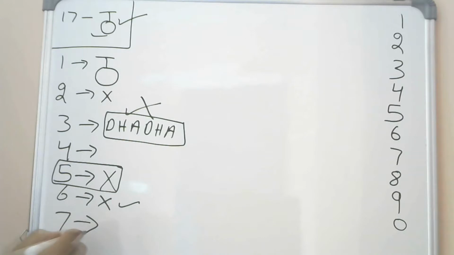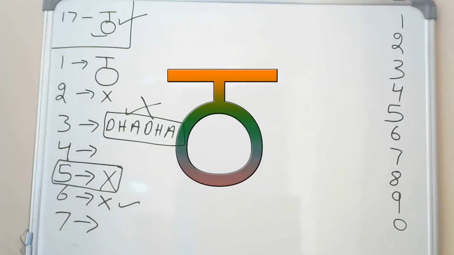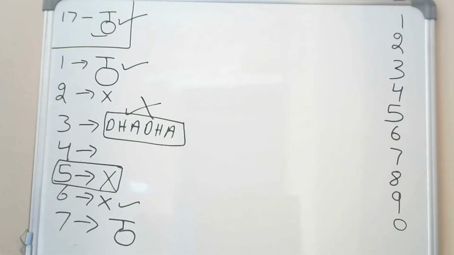The seventh step is how to write it correctly. It is the correct way how we wrote it. First a line, one, and then a big O. So this was the 17th letter of Gurmukhi, Tata.